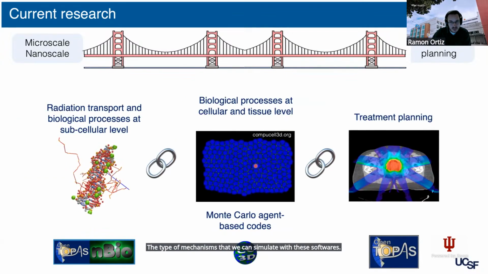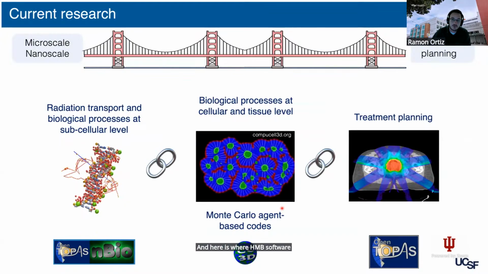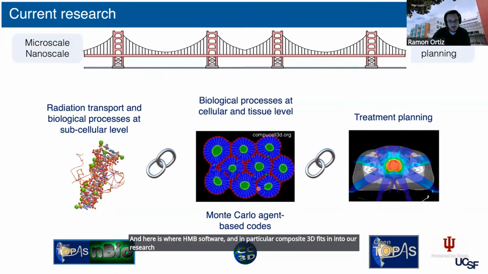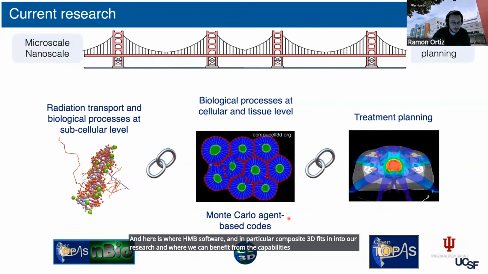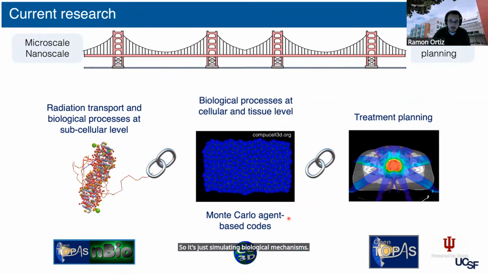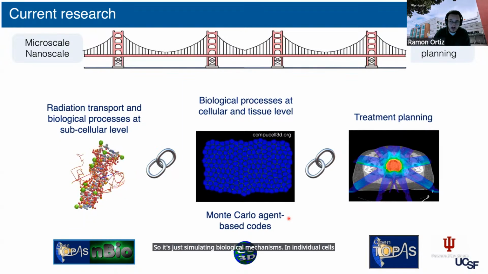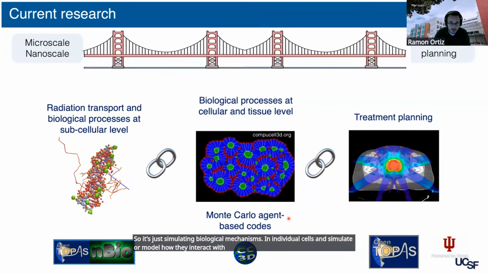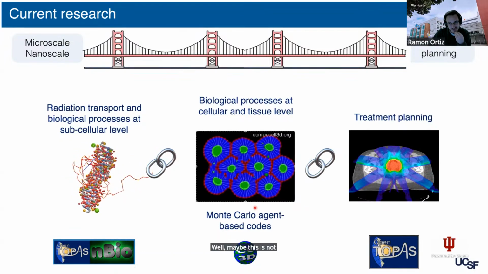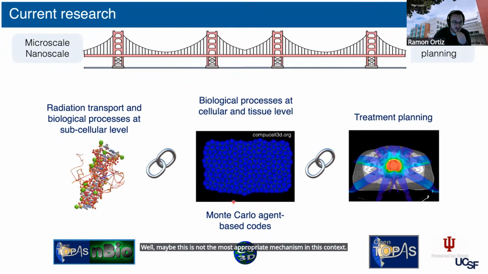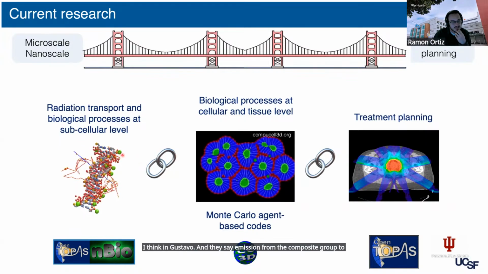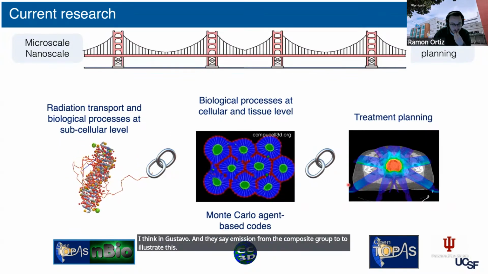And here is where agent-based software, and in particular CompuCell3D, fits into our research, and where we can benefit from the capabilities and potential uses of CompuCell in this context, such as simulating biological mechanisms in individual cells and simulating or modeling how they interact with each other and with the environment. Well, maybe this is not the most appropriate mechanism in this context. I think it was a nice animation from the CompuCell group to illustrate this change of scale I was talking about.